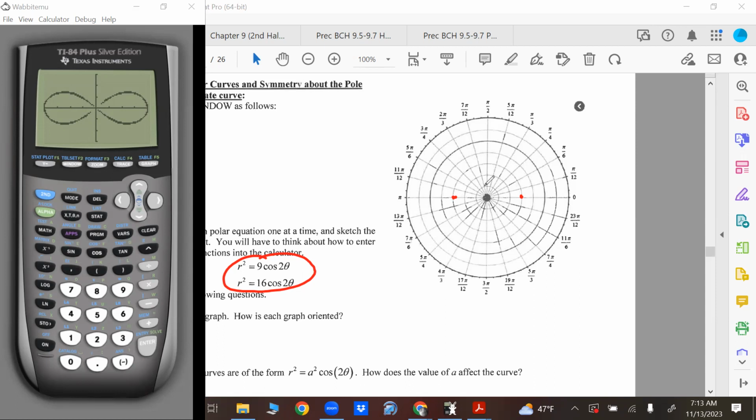If you plug in pi over 2, you get cosine pi, which is -1, but that's kind of weird because r can't be negative clearly. Remember, this is the curve we got. And for the other one, we'll switch colors to green.